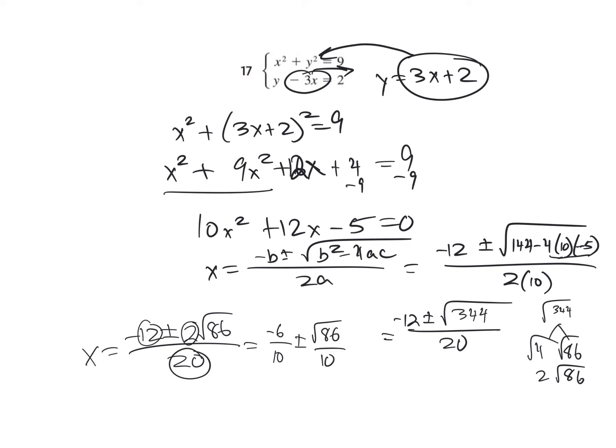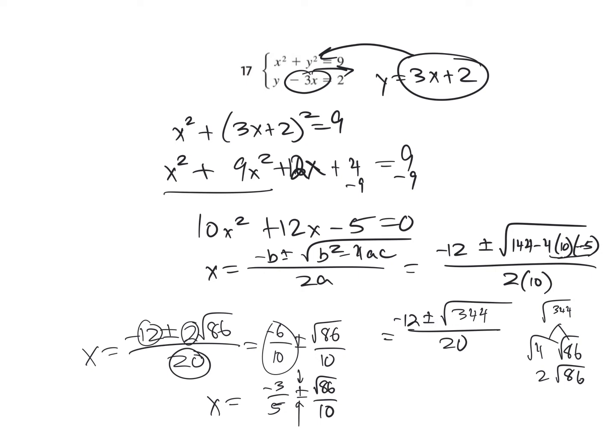Okay, and this first one, that's negative 3 over 5 plus or minus square root of 86 over 10 again. So this is what x equals. There's two possibilities here: negative 3/5 plus square root of 86 over 10 and negative 3/5 minus square root of 86 over 10. So you'd have to plug all of this stuff in to do these calculations. So let's do that to find y.